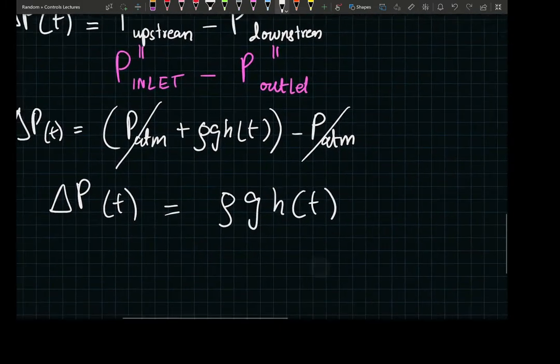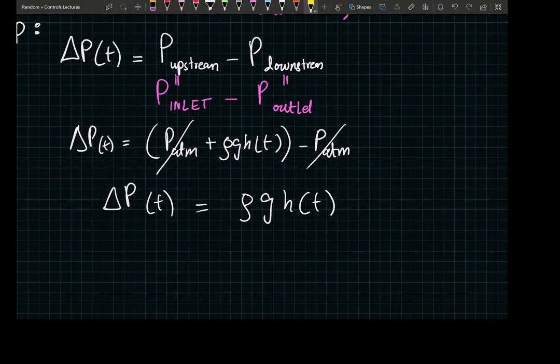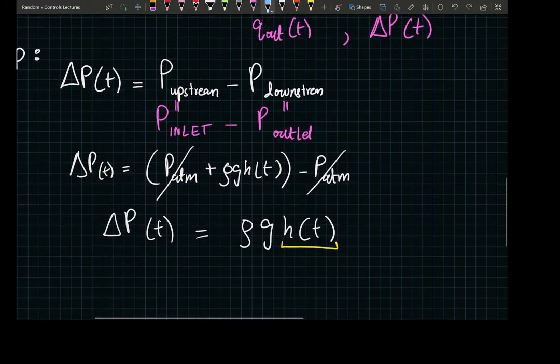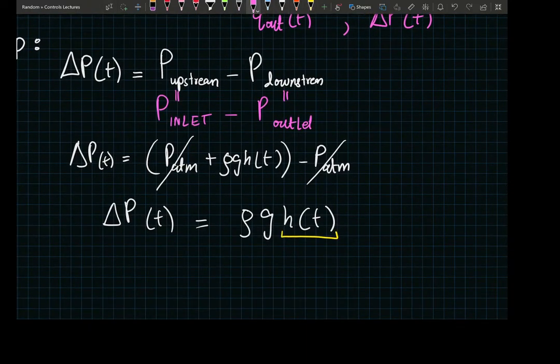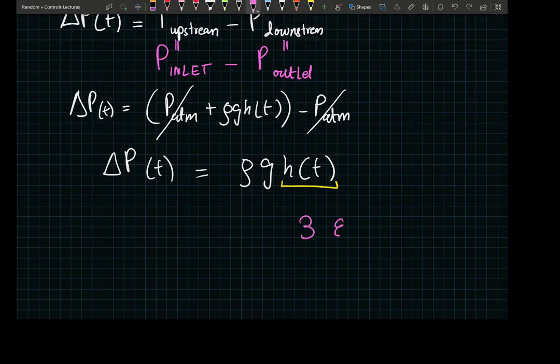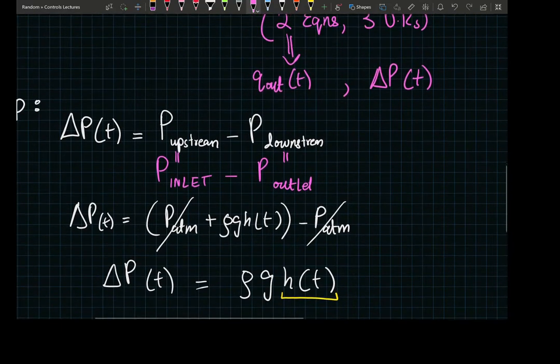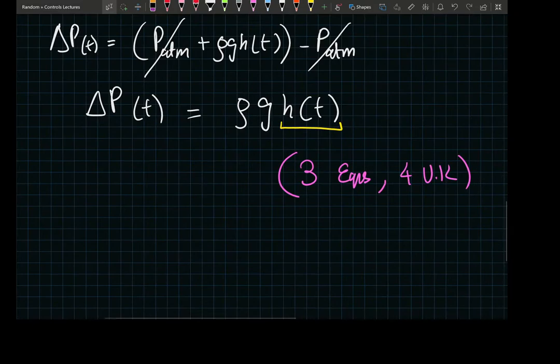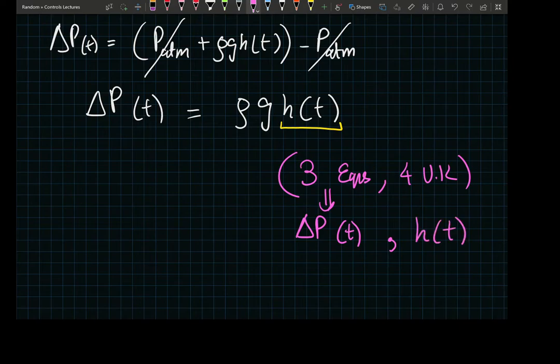Okay, now let's see. We've added another unknown. How are we gonna find the height inside the tank? No worries, we're gonna get there. 2 unknowns. Okay, so far we have 3 equations, 4 unknowns, because I've added the height as my new unknown, right? So the third equation shall be responsible for giving me the pressure drop across the valve. Now I need a new equation for the height of fluid inside the vessel.